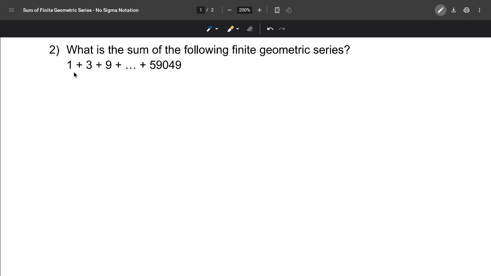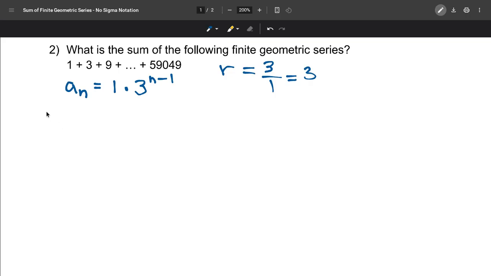Okay, so this next one we have another sum. We have 1 plus 3 plus 9 plus etc., all up to 59,049. So again, start with the explicit definition. Say a sub n equals the first term 1 times the common ratio. What is that? If I take the second term, 3, and divide by 1, we can see that our common ratio here is 3. So 1 times 3 to the n minus 1 power.